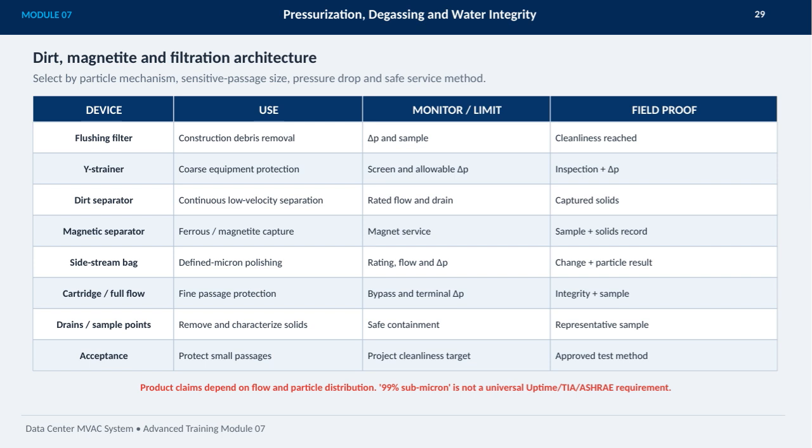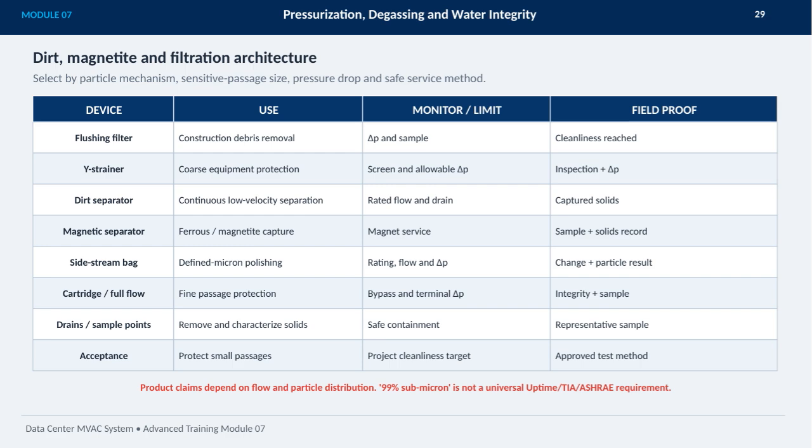We look at various devices, starting with flushing filters, primarily used to remove construction debris, monitored by pressure drop and sampling to confirm cleanliness goals are met. Y strainers provide coarse equipment protection and require regular inspection plus monitoring of pressure drop. Dirt separators continuously separate solids at low velocity and must be sized for the rated flow with proper drainage.